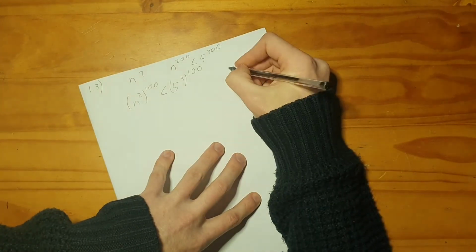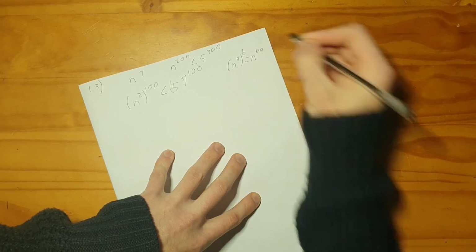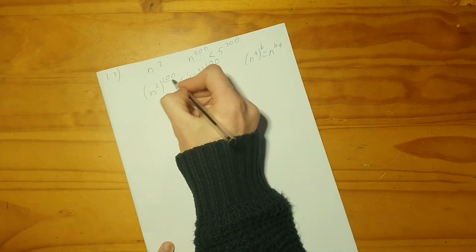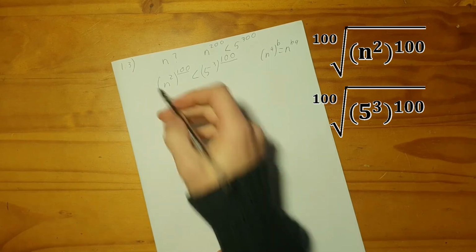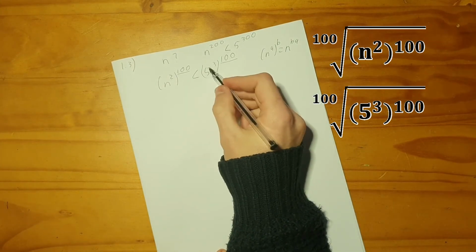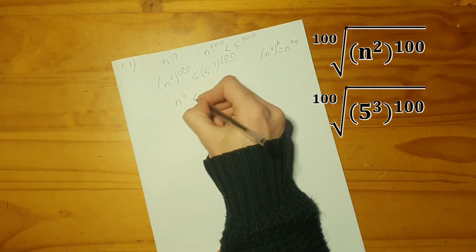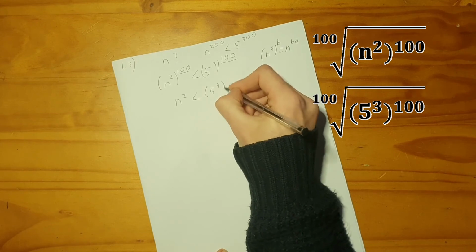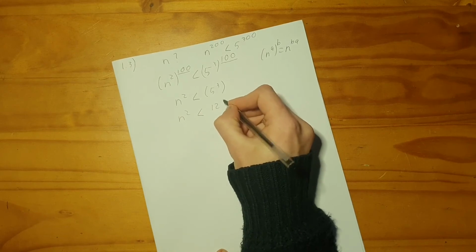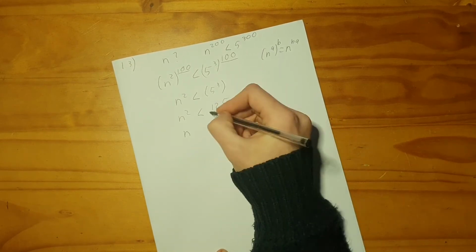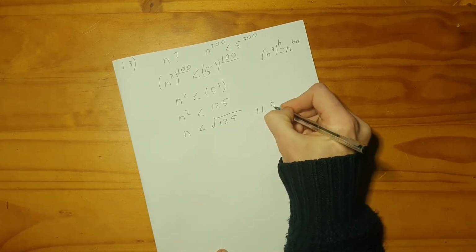That comes from n to the power of ab equals n to the power of b, to the power of a. Now because they're both to the same exponent, they're both to the power of 100, this quantity and this quantity need to relate to each other, so I can drop the exponents of 100. So we'll have n squared is less than 5 cubed. 5 cubed is 125. So therefore n must be less than the square root of 125, which is approximately 11.8, I think.